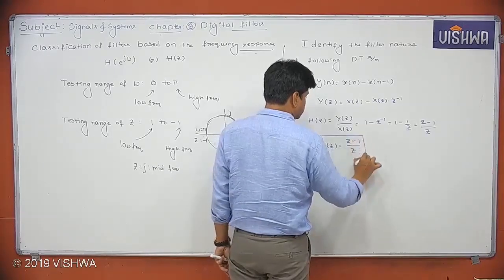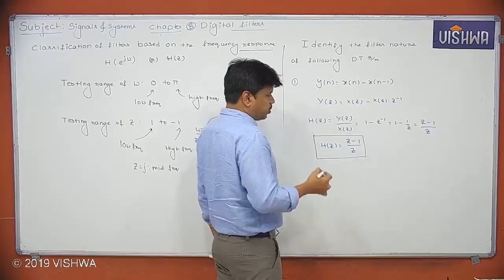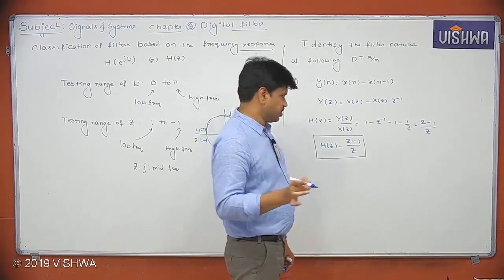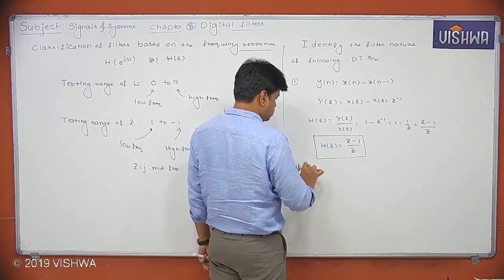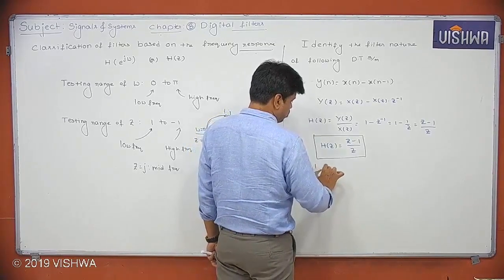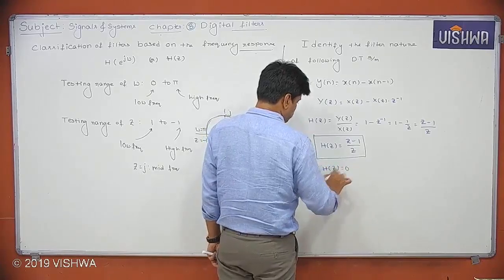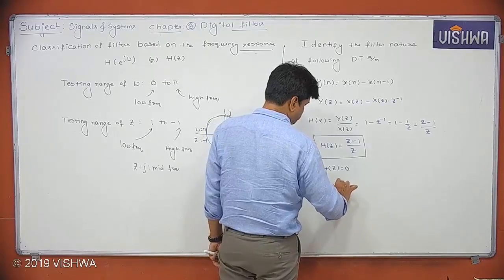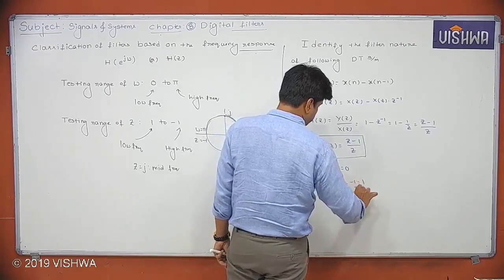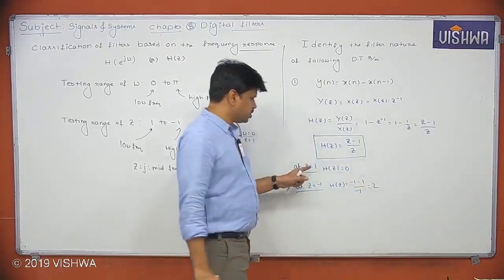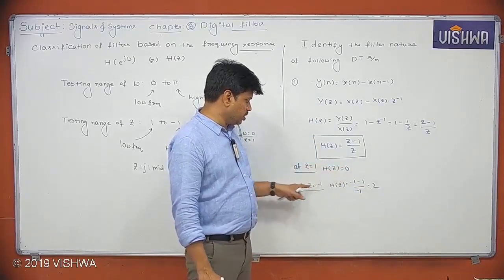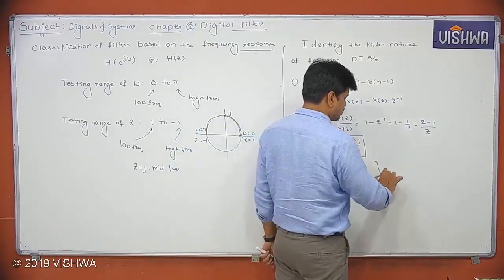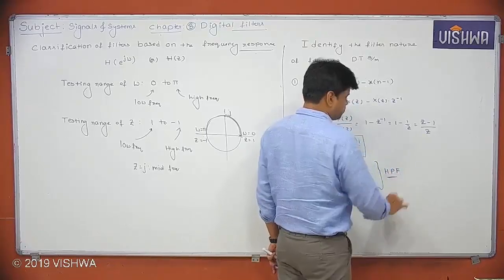Now I want to test the system. What kind of filter is it? I told you z is equal to 1 indicates the low frequency, z is equal to minus 1 indicates the high frequency. So let's see. At z is equal to 1, H of z is 0. At z is equal to minus 1, H of z is minus 2 by minus 1, that is nothing but 2. So z is equal to 1, a low frequency, is not allowed. z is equal to minus 1, a high frequency, is allowed. So I can say this is nothing but a high pass filter. Take it.